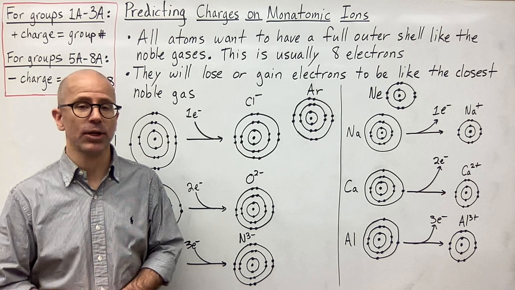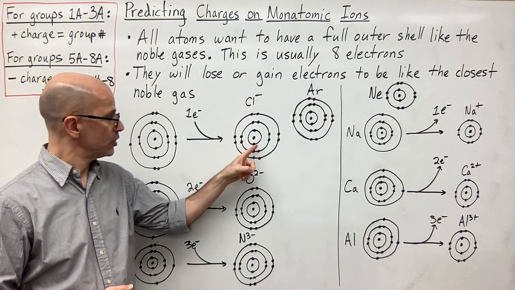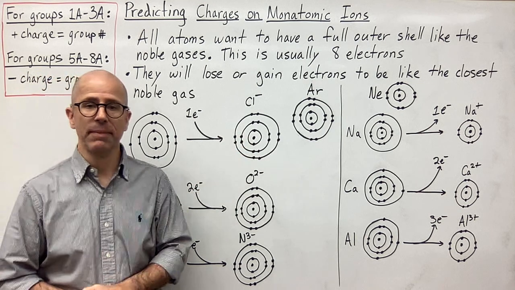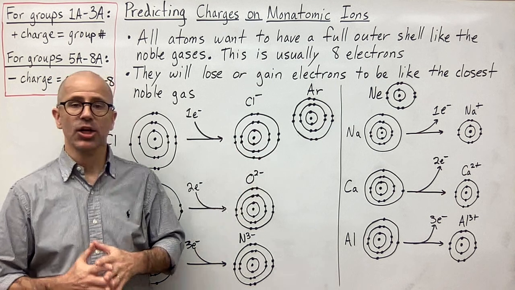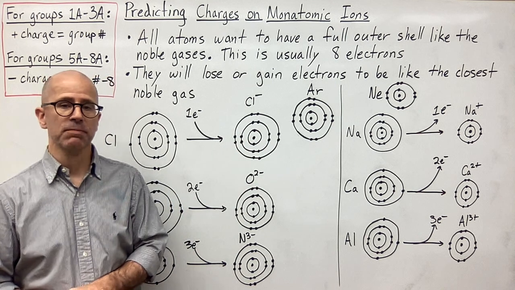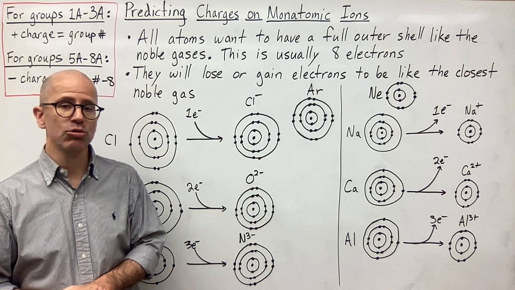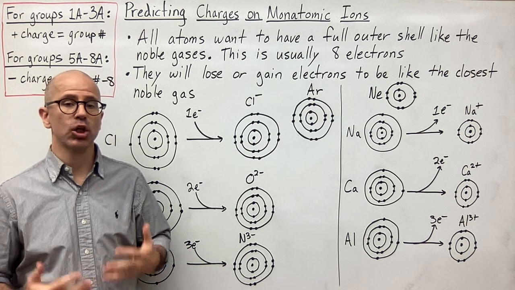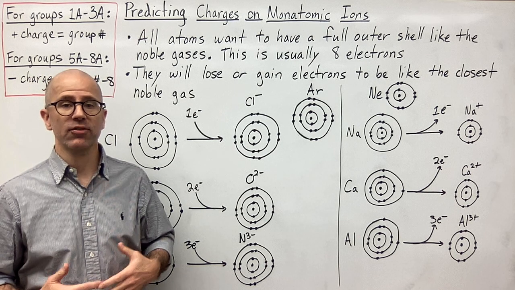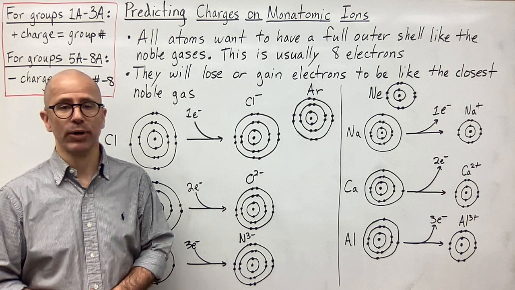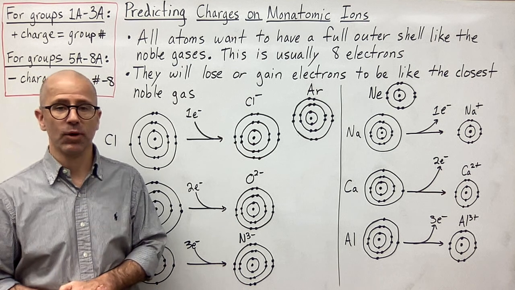Again, helium has a full outer shell, but it only has 2 electrons, as you can see in the inner shell here. 2 is the max, and so therefore, if your outer shell is only the first one, then you're going to be full with only 2 electrons. So all other atoms are going to lose or gain electrons to be like the closest noble gas. Whatever noble gas is closest to that element is the one it's going to want to be like. So here are some examples to clarify what I mean by this.